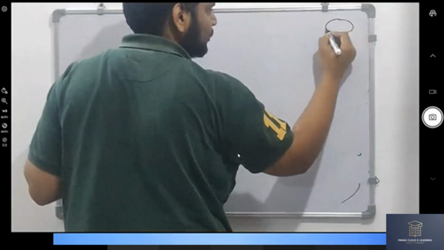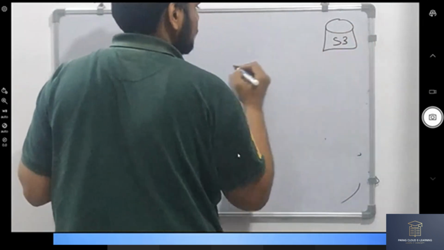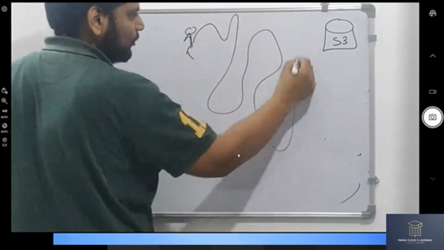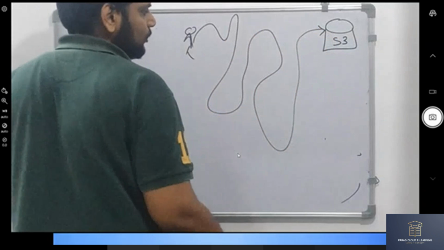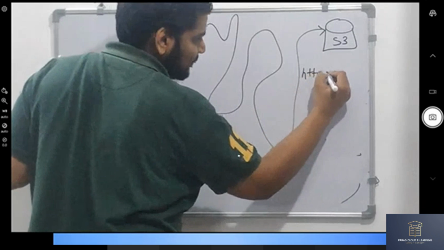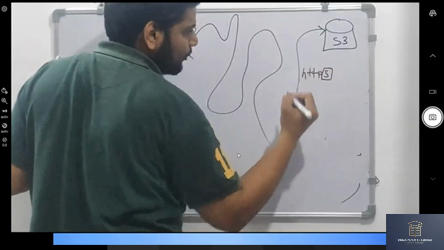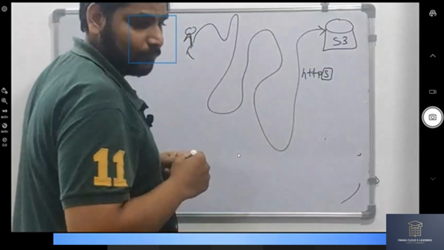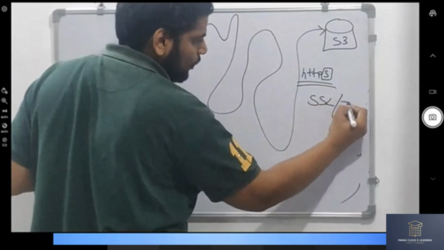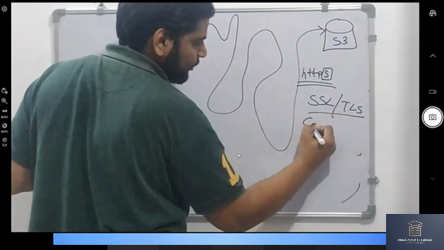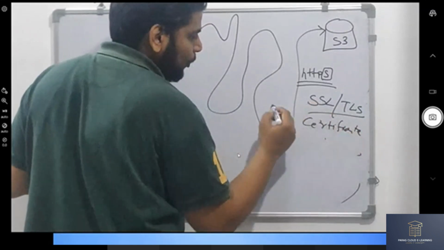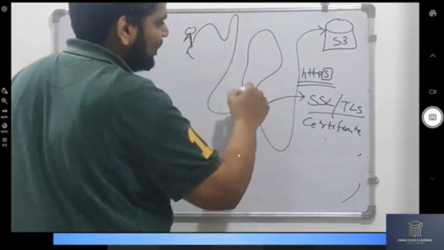This is my S3 bucket, and I'm uploading my data. I'm uploading my data over the internet. So whenever we are uploading our data, Amazon is using HTTPS protocol, which is highly secure by default, which come with SSL or TLS certificates. That means nobody can hack your data when it is in transit.